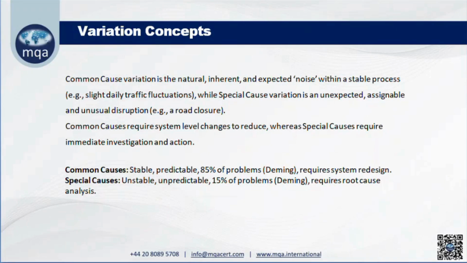So common causes are stable, predictable, 85% of problems, and they require system redesign, which we look at during Six Sigma. And special causes are unstable, unpredictable problems which can happen, like Donald Trump, the US president. He is a special cause. The world was going smooth, normal, whatever, and then came policies of flip-flop, 40% tariff, 100% tariff, 200% tariff, morning something else, evening something else. Totally unpredictable.